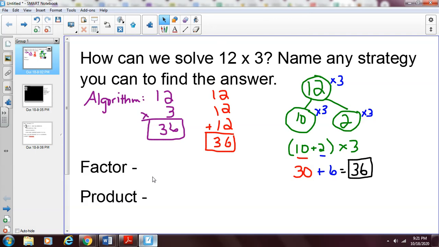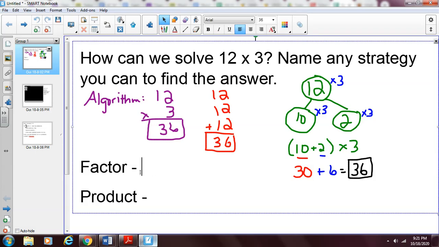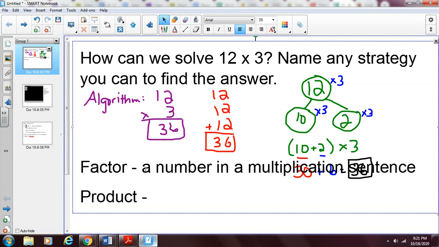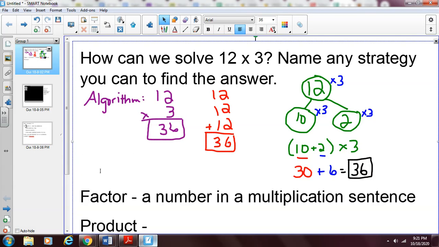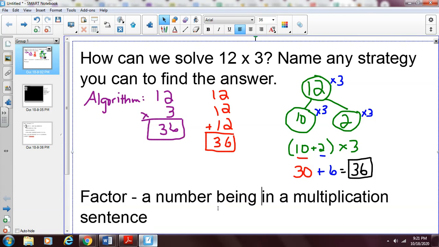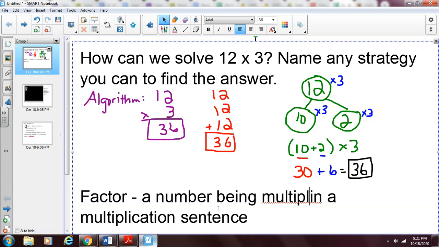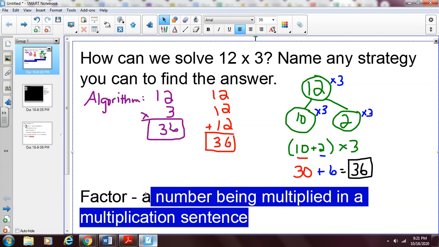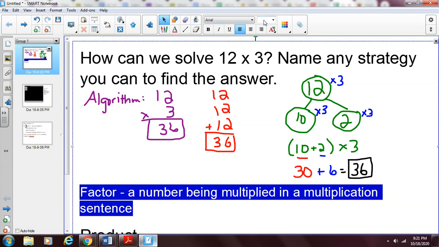Now, we were just working with some factors and products. And a factor is a number in a multiplication sentence. I'm going to push this down a line. A number in a multiplication sentence, and that's either the 12 or the 3. So it's one of the numbers being multiplied. So I'll add that little detail in there. A number being multiplied in a multiplication sentence. And I'll shrink my font down here so this fits all on the screen for us.